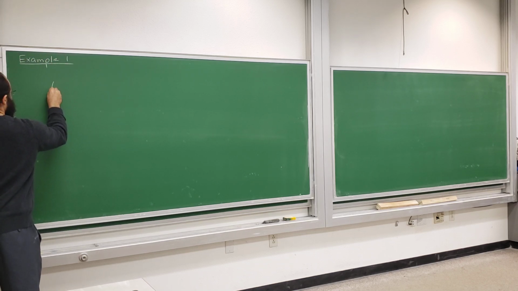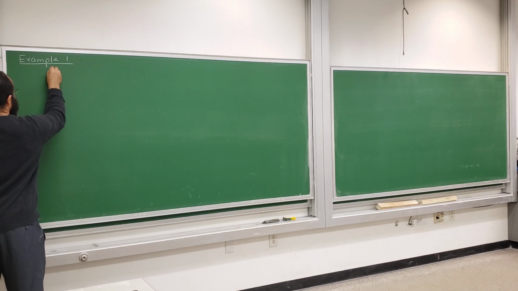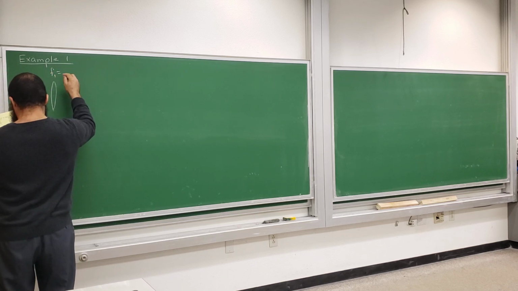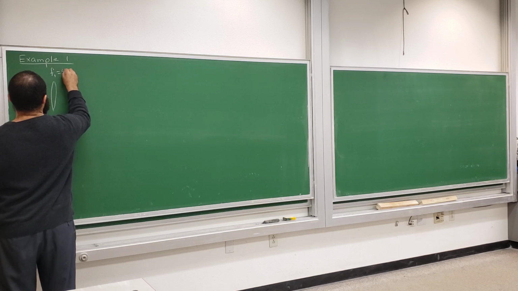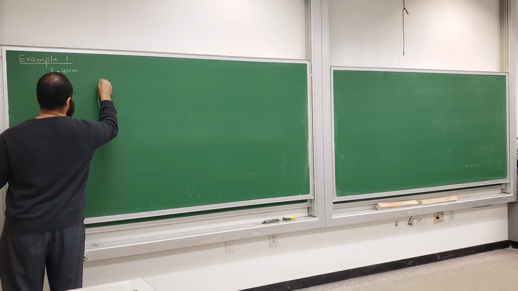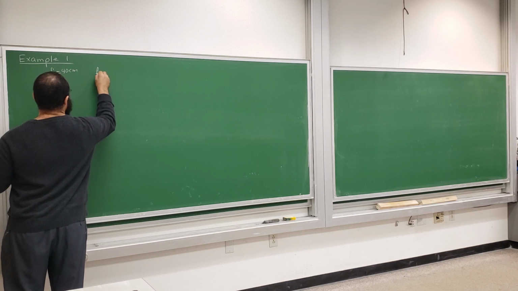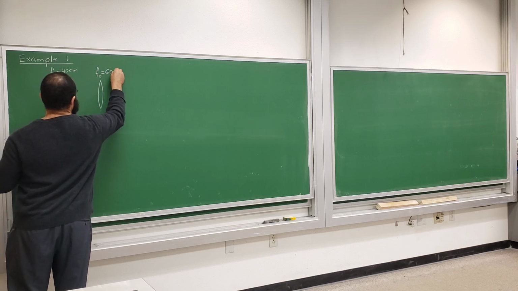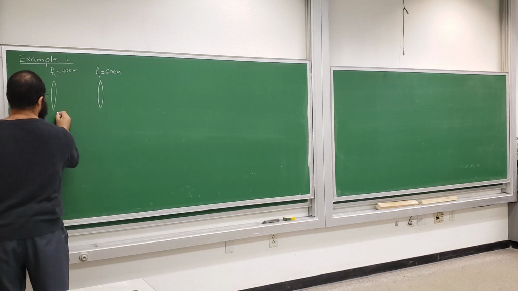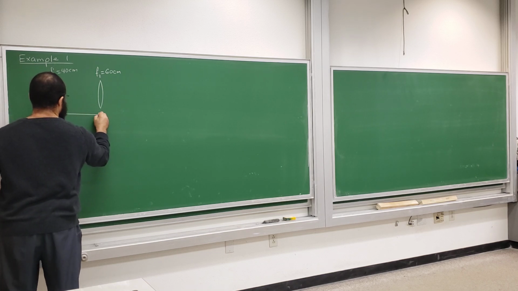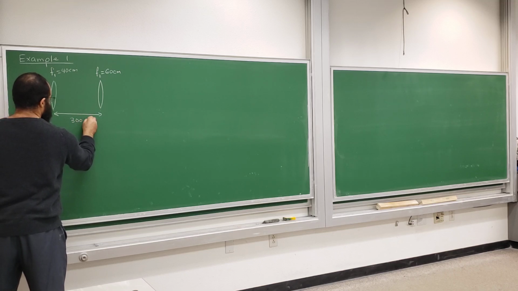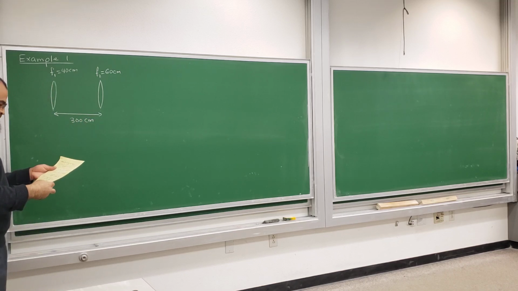We'll have the following. Here's a convex lens. Let's call it f1, and f1 will have a 40 centimeter focal length. Then we have another convex lens, f2, with a 60 centimeter focal length, and the distance between them is 300 centimeters. In other words, 3 meters.